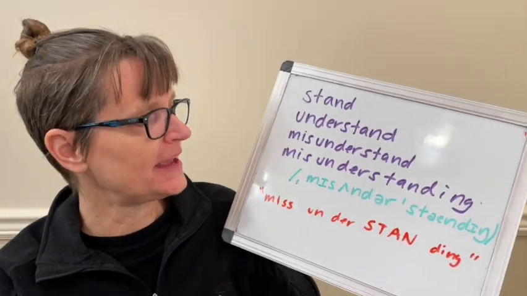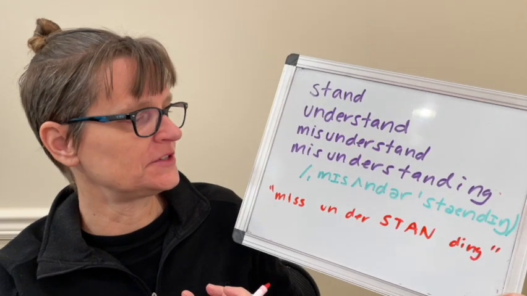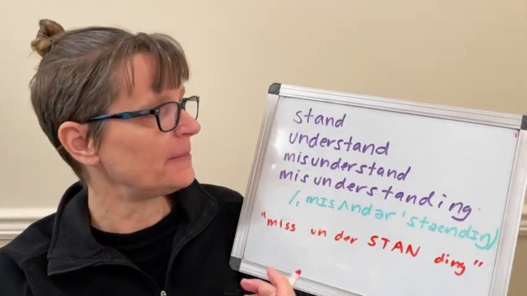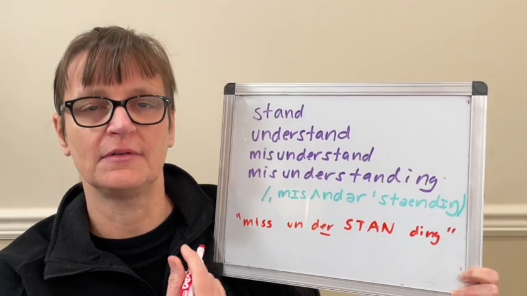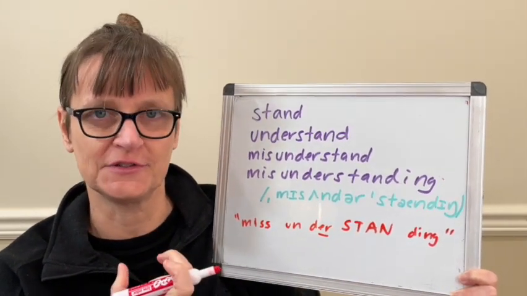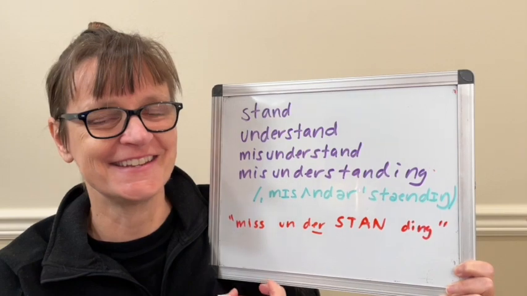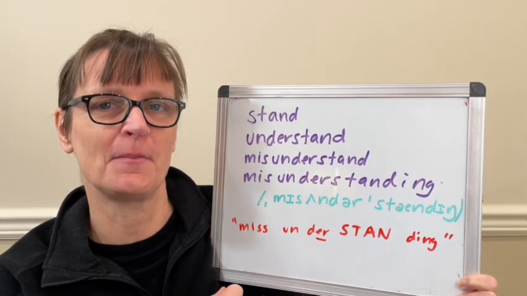Most of the time, the errors I hear in something like misunderstanding, the most common one is that people will say it more as an uh sound. They'll lose that American R there because it's in a fast, unstressed syllable. So we'll come back to that.